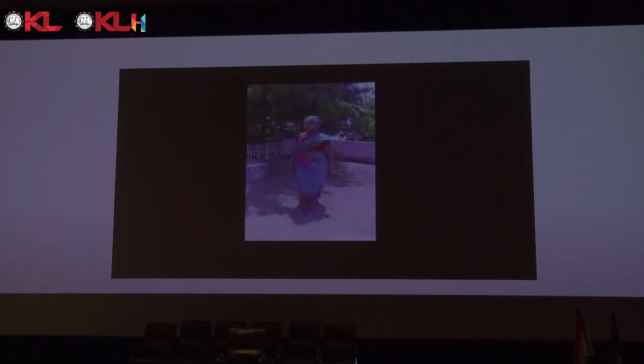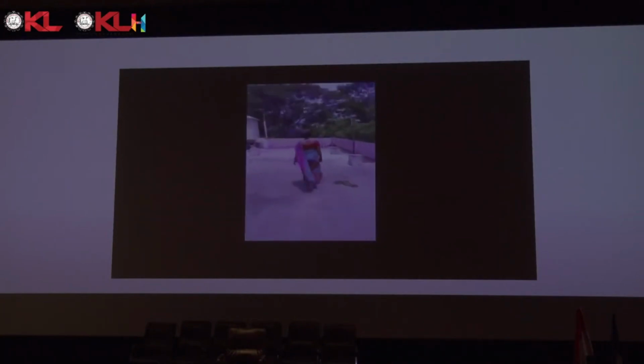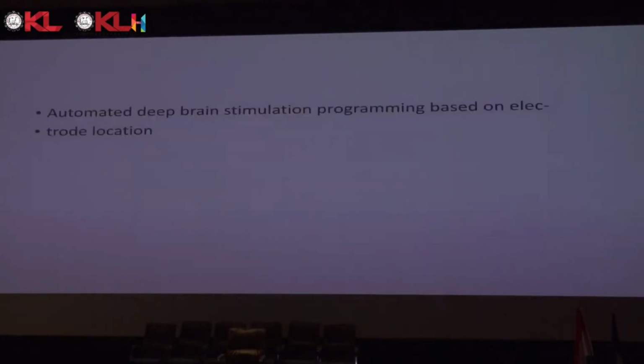We should not always think it is rosy, because sometimes things happen. Recently there is an article on automated deep brain stimulation, using the beta band to stimulate automatically, but it is in an initial phase actually.